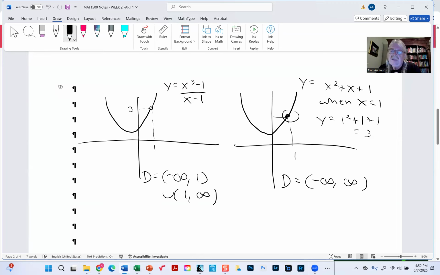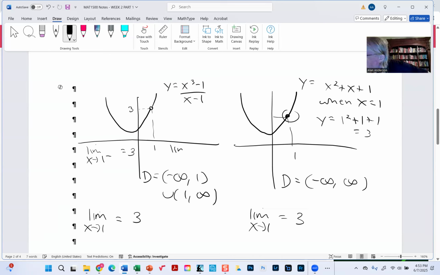So now, interestingly enough, you might be surprised to discover that in spite of this discontinuity, in this case the limit as x goes to 1 is actually 3, as it is on the left. So now that is strange. Now, the reason for that is because as you come from the left, it's the same as coming from the right.